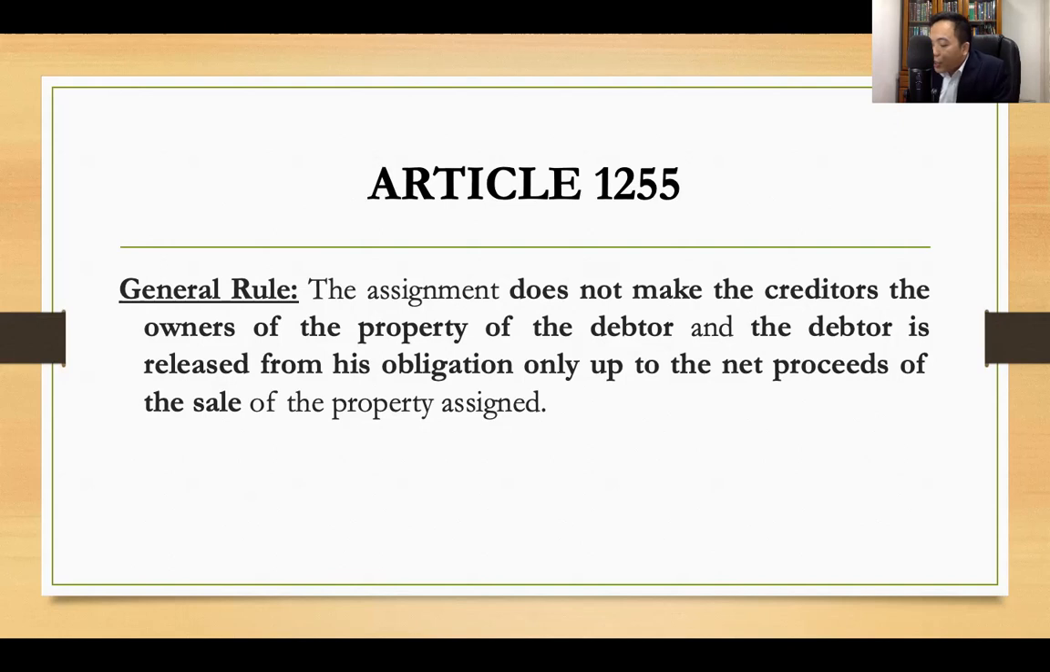Now, question. In payment by cession, in case that the partially insolvent debtor will assign all his properties to the creditor, is there a transfer of ownership from the debtor to the creditor, meaning the creditors can now exercise rights of ownership over the property? Answer, no. In payment by cession, there is no transfer of ownership from the debtor to the creditor.